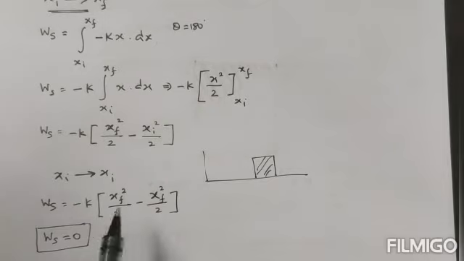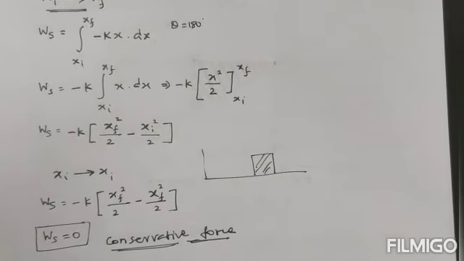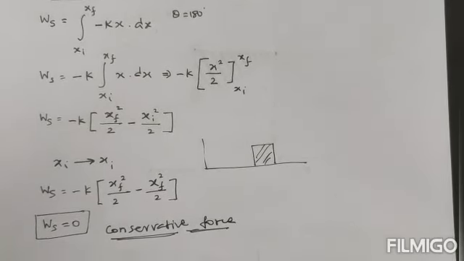So at this point, the work done by the spring in this system is 0, net work done. So this is known as due to a conservative force, that is a conservative force, because the work done is 0. So we can say that it is a conservative force.